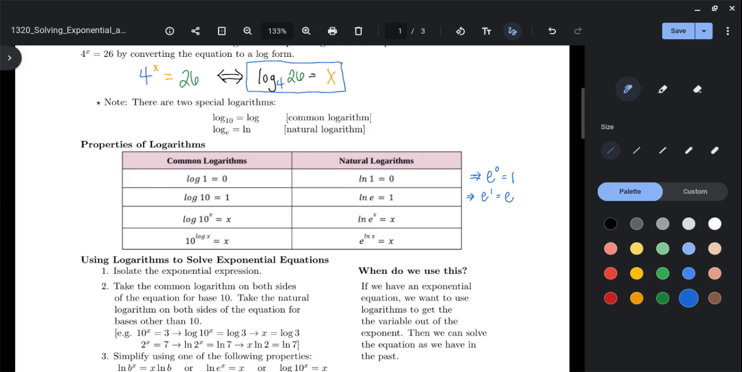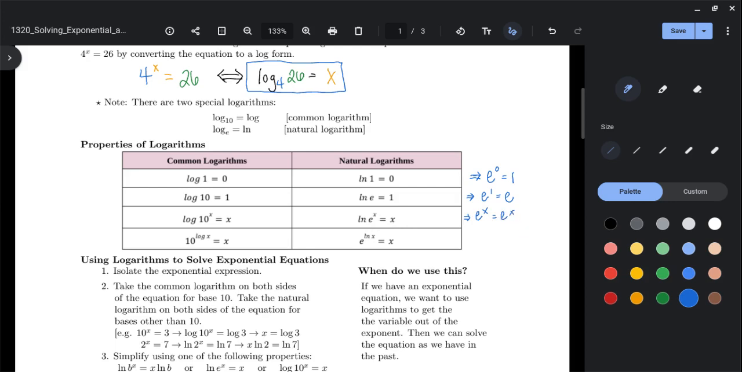The third property, very similar. So we have log of 10 to the x power equals x, or the natural log of e to the x power is equal to x. And again, if we convert this to exponential form, this would be a base of e raised to the x power equals e to the x power. And this is in fact true.